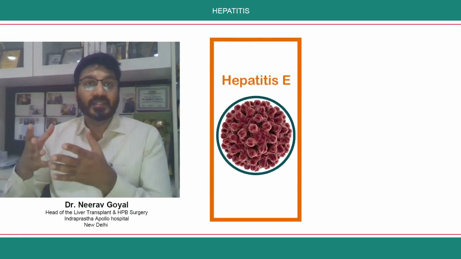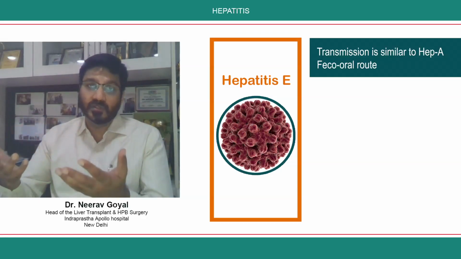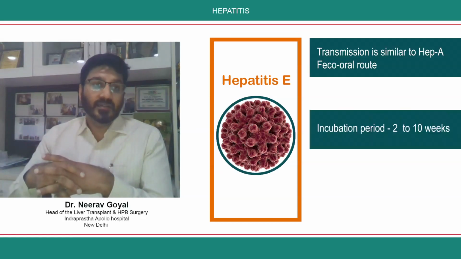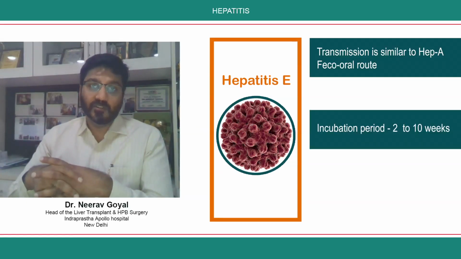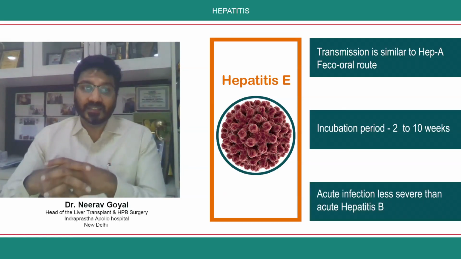Then coming to hepatitis E virus, again similar to hepatitis A in its transmission, it is through the fecal-oral route, that is through contaminated food and water. And HEV has an incubation period of 2 to 10 weeks. Acute hepatitis E virus infection is generally less severe than acute hepatitis B viral infection.